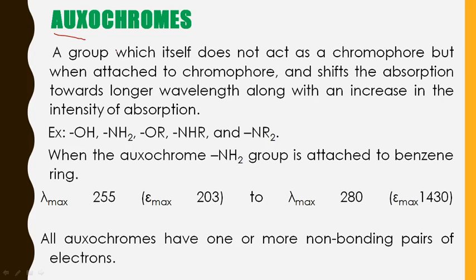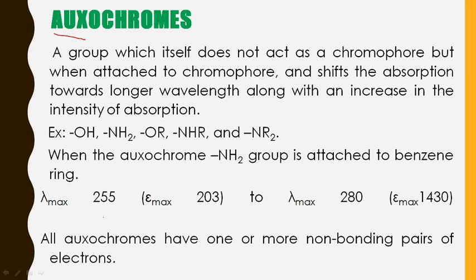Generally, why do auxochromes intensify the color? Because when they interact with the chromophore, the chromophore and auxochrome interact with each other. As a result, a new chromophore can be generated. Due to the result of the new chromophore, we expect an increase in the lambda max. That is why the color of the compound can be intensified. That is the mechanism involved between the chromophore and auxochrome.